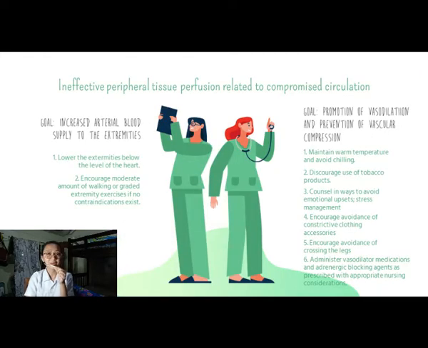For the first nursing diagnosis, we have ineffective peripheral tissue perfusion related to compromised circulation. The first goal is to increase the blood supply to the extremities.